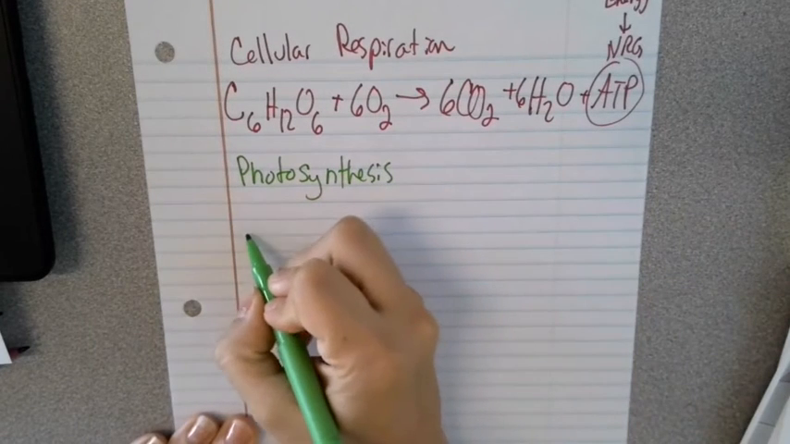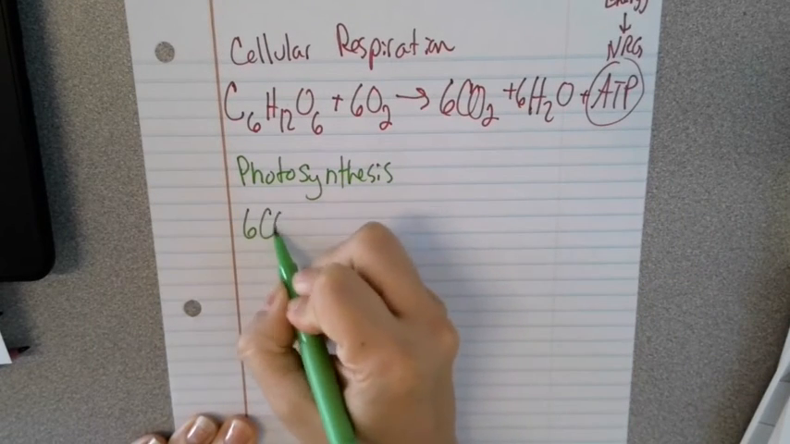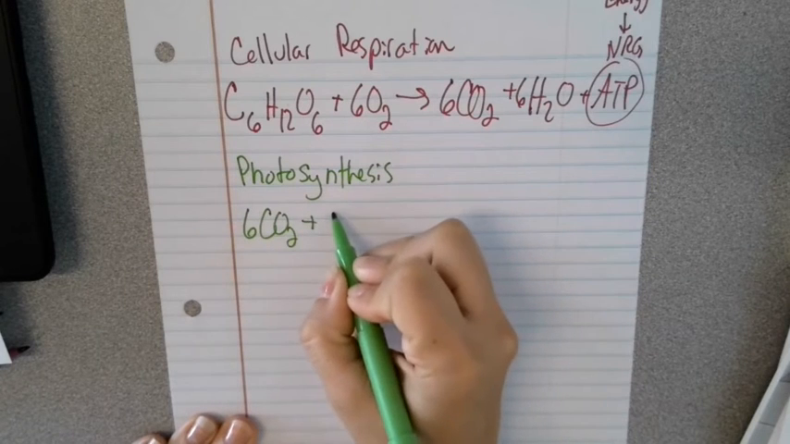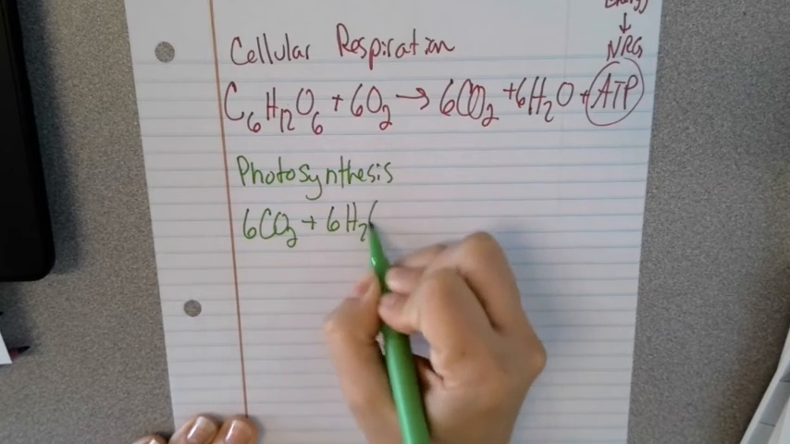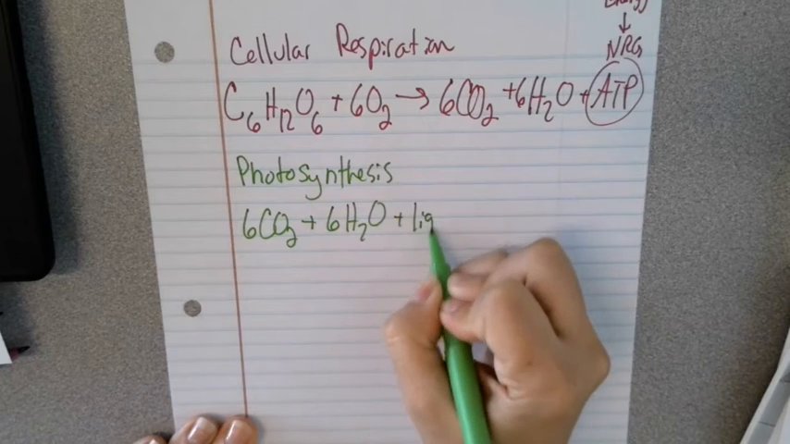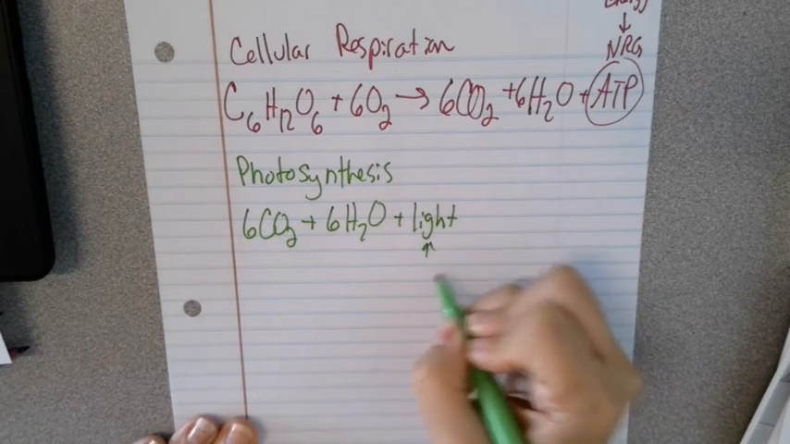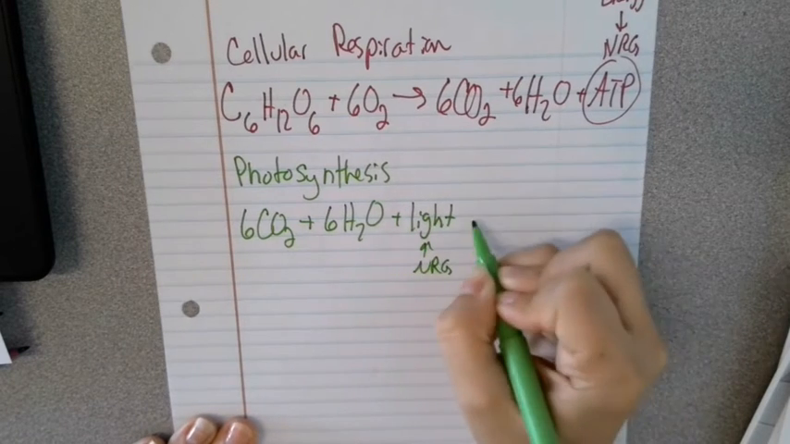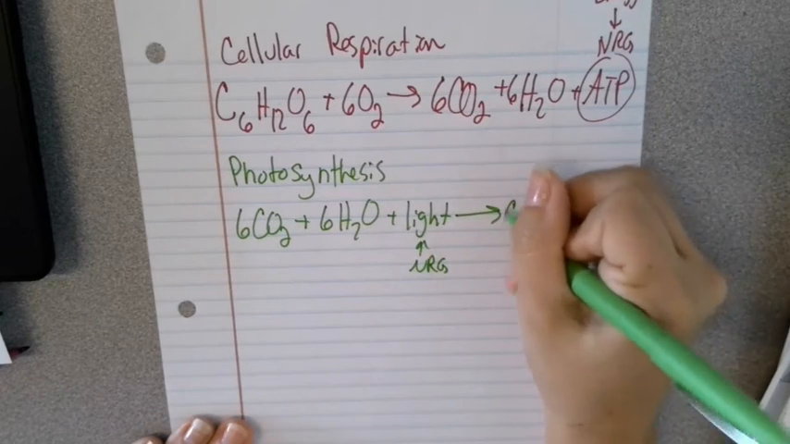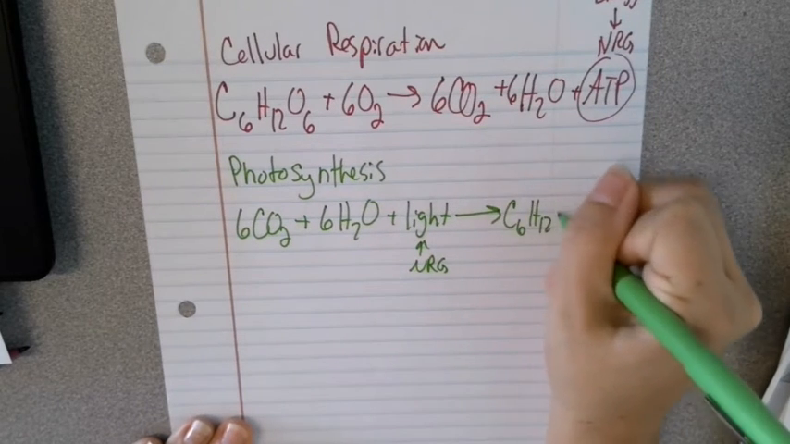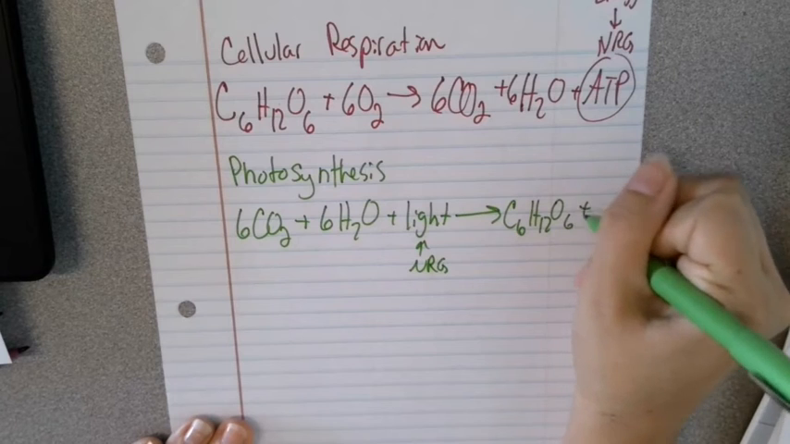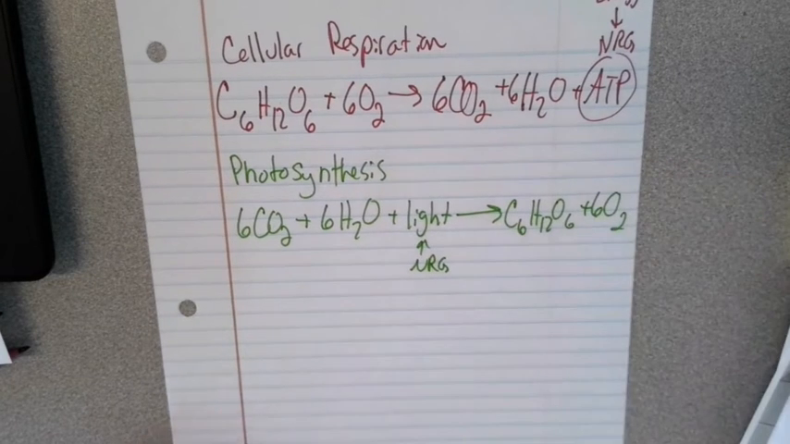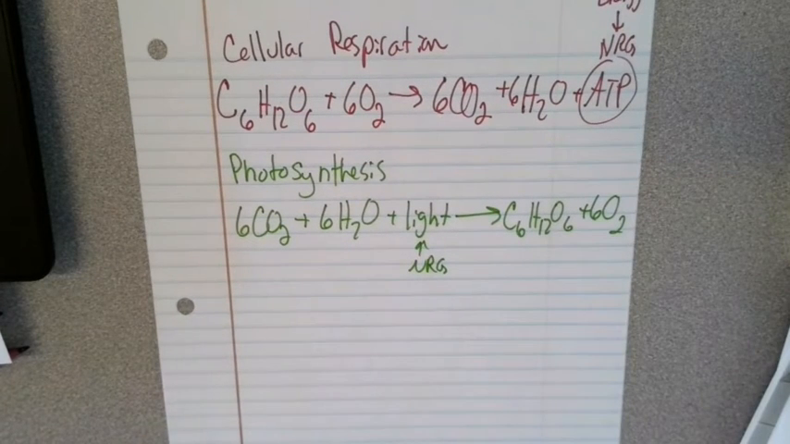Photosynthesis is going to be 6 molecules of carbon dioxide, 6 molecules of water, sunlight, and again, sunlight is energy, and we're going to get glucose, and 6 molecules of oxygen. So here are our 2 chemical formulas.